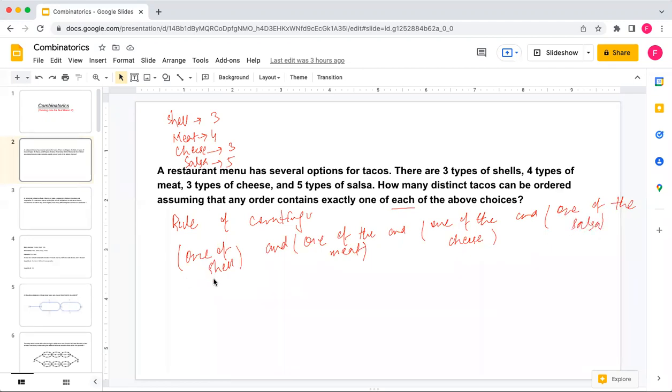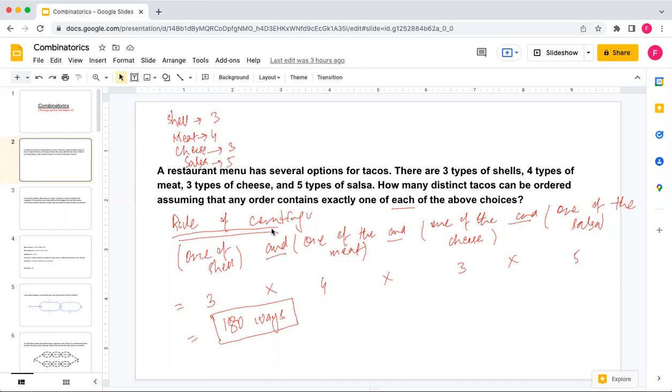And how many options are available for shell? There are 3 options. For meat, 4 options. For cheese, 3 options. And for salsa, 5 options. And 'and' is converted into a multiply sign. So just multiply these. 5 fours are 20, 20 threes are 60, and 60 threes are 180. So there are in total 180 ways of ordering, assuming that exactly one of each of the above is selected as a choice. This is a very basic concept question, just testing the rule of counting, right?